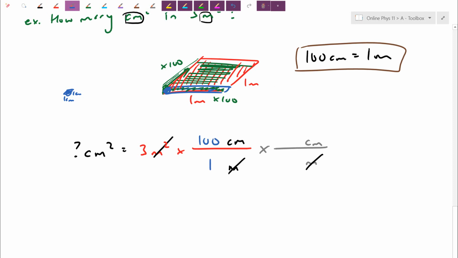And that allows you to do the one-dimensional conversion. 1 meter is 100 centimeters. You multiply 100 once to get the row. You multiply 100 again to get the other side. So this ends up being 30,000 centimeters squared. You can parallel that. If this was a cube, you just do that conversion 3 times.